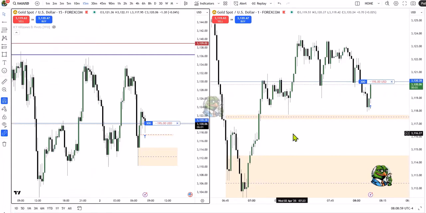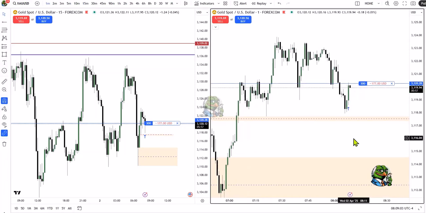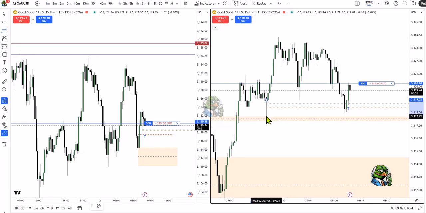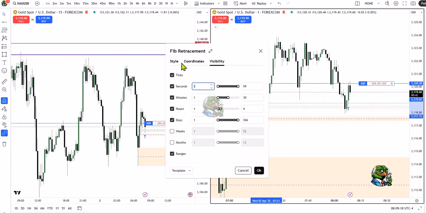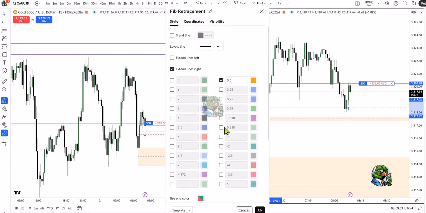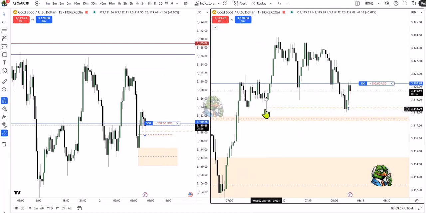Okay, so you've seen that I've taken a long position. Sometimes you don't get your level. It still could come back down here, but what I should have marked out is this wick here as well. And I just want to mark out the 50%, the midpoint of that wick.